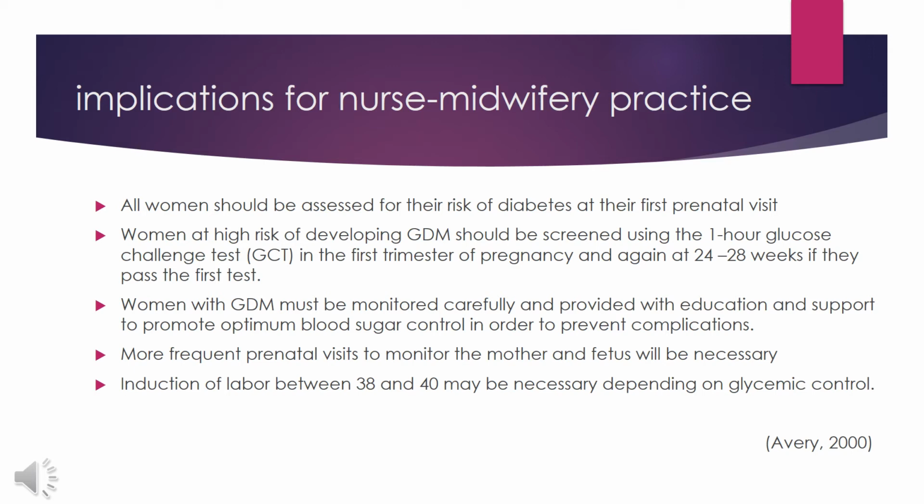Women with GDM must be monitored carefully and provided with education and support to promote optimum blood sugar control in order to prevent complications. More frequent prenatal visits to monitor both mom and baby are necessary. Induction of labor between 38 and 40 weeks may also be necessary depending on the glycemic control of the mother.